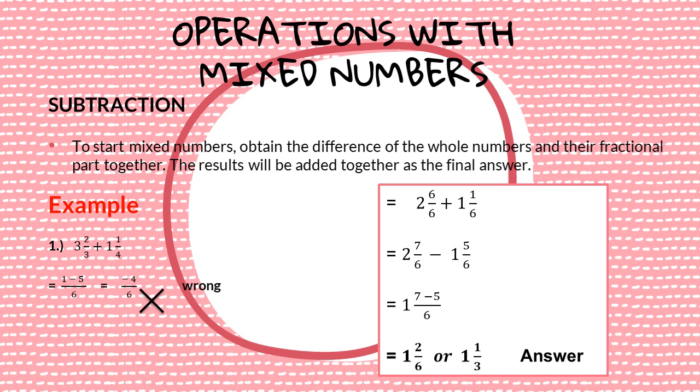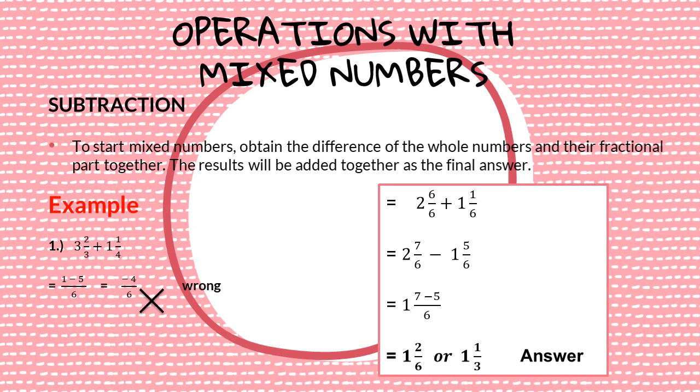Isosolve natin yan, class, gamit ang unang solution natin. So, subtract muna natin yung unang part. So, we have 1/6 minus 5 over 6. Since similar naman po sila, automatic subtract naman natin yung numerator. So, we have 1 minus 5 over 6. But notice na yung answer natin, class, ay negative na. Negative 4 over 6 na. So, hindi siya pwede. So, manghihiram tayo ng whole number doon sa 3.